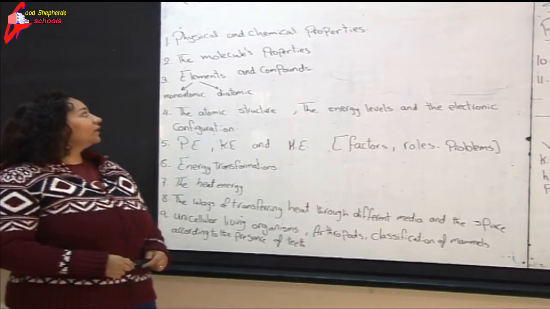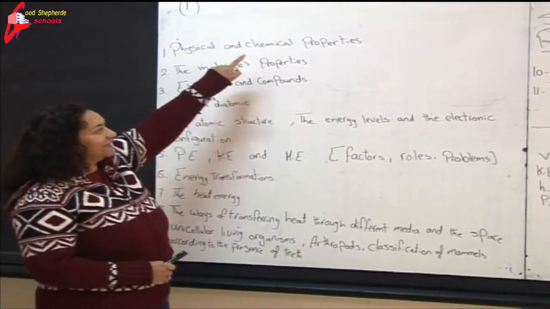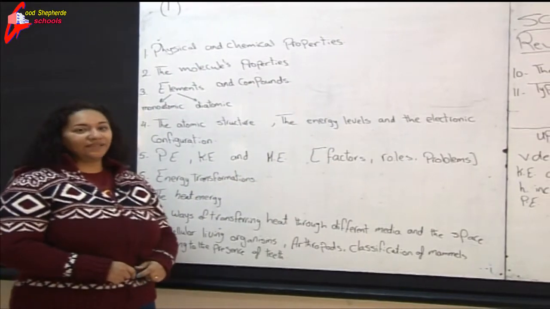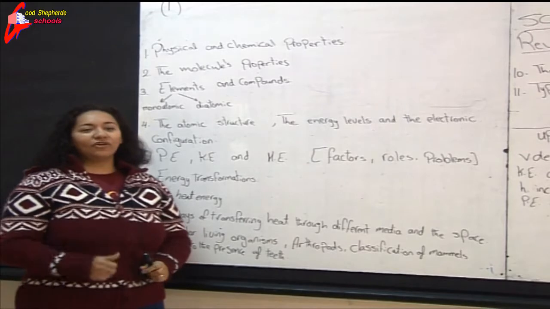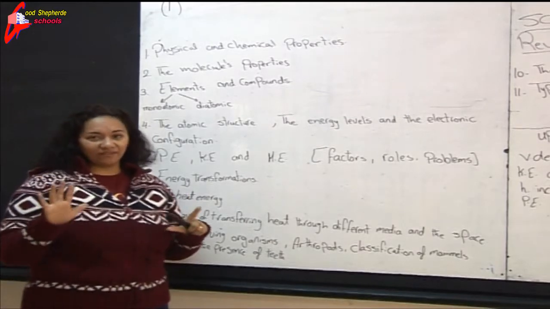First, we are going to talk about the physical and chemical properties of any matter. We will remember what the physical properties are. We have 7 physical properties.